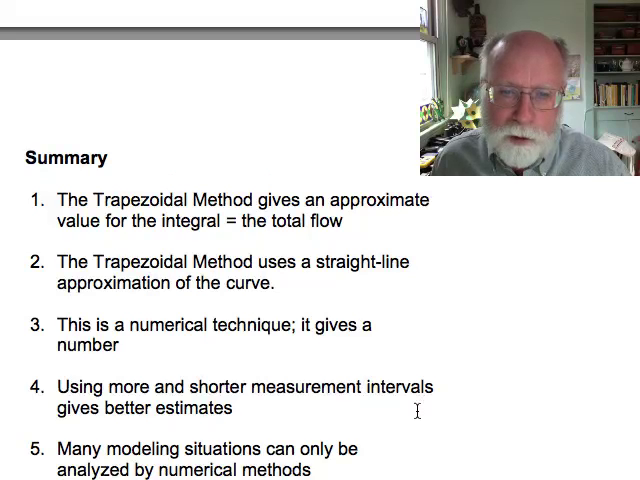And in fact, if you take a numerical methods course, you will prove various results about how you can predict that your approximations will be getting better. And many modeling situations can only be analyzed by numerical methods. Even though your course will probably devote many weeks to finding antiderivatives, most of the models that are built can only be analyzed numerically. So it's an important technique to be aware of.